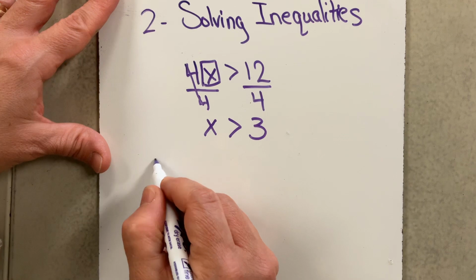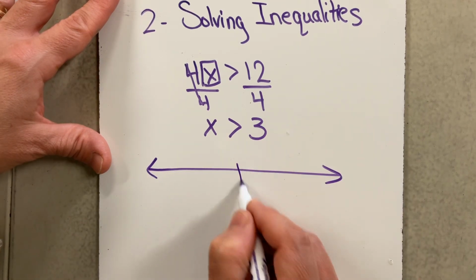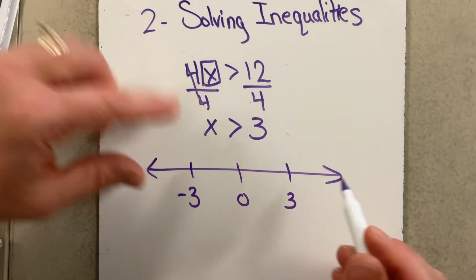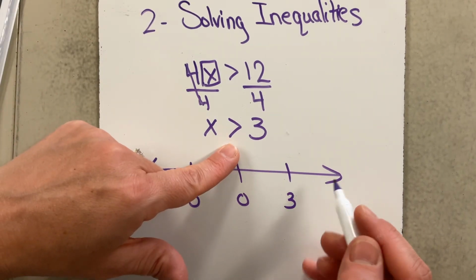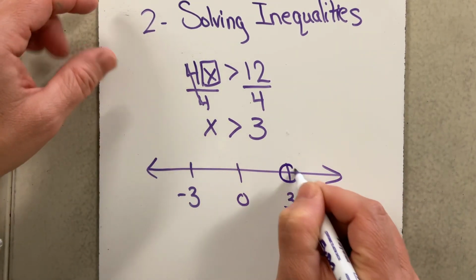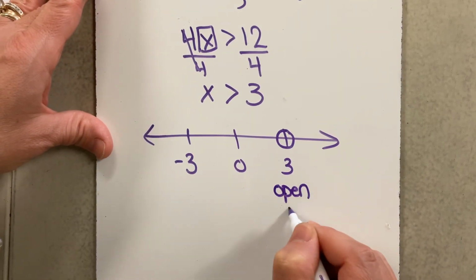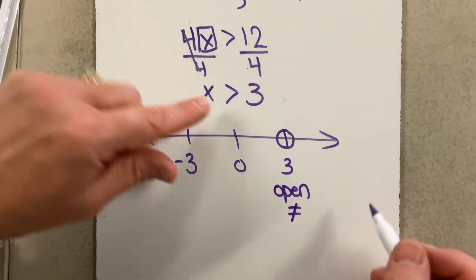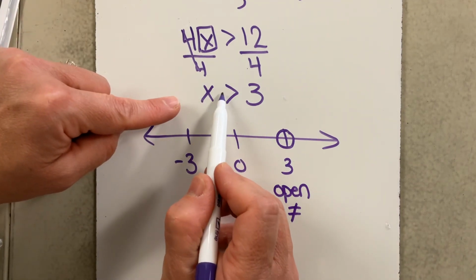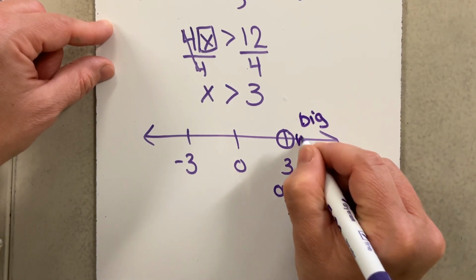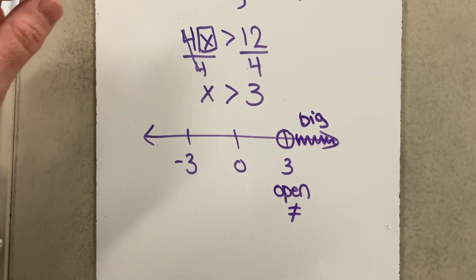We can put this on a number line, 0, 3, and the opposite. There is no equal sign, so we're going to do an open circle because it's not equal. And x is on the big side, so we're going to use the numbers that are bigger than 3. So we would have this.